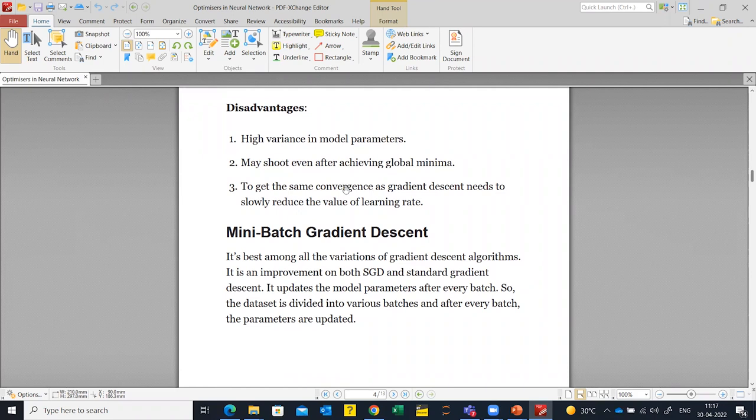Even though we have reached the global minima, it might go again and try to find new global minima, right? And to get the same convergence as gradient descent, it needs to slowly reduce the value of the learning rate. The learning rate needs to be reduced a bit because it is doing it for a lot of these parameters again and again, right? So to achieve the same convergence, we need to reduce the value of the learning rate.